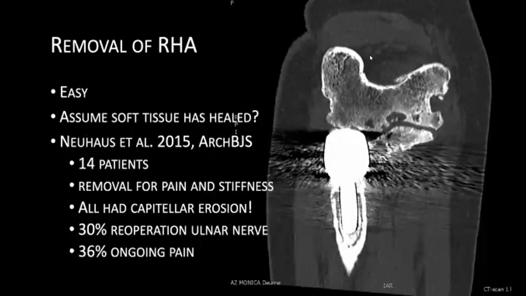There's not a lot of data on this. Neuhaus published 14 patients, removed for pain and stiffness. All of them had capitellar erosion. 30% had reoperation for ulnar nerve issues, and 36% had ongoing pain. So it's not the best way of dealing with these patients. So ongoing pain was just removing the prosthesis.